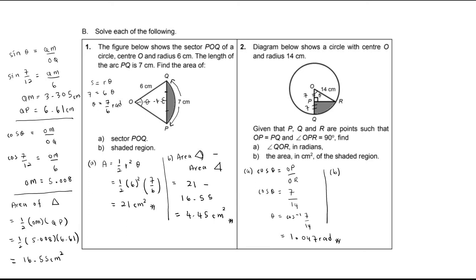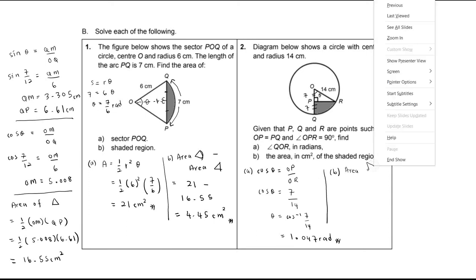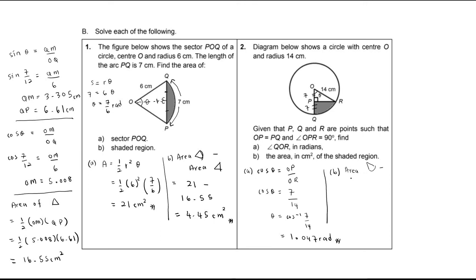Then for part B, we want to calculate the area in cm square of the shaded region. So, to get the area of the shaded region, first we must calculate the area of the sector and then minus the area of the triangle. Okay, sector minus triangle. For now, we do not know both areas. Okay, let's find that first, starting from the area of the sector. The area of the sector is 1 over 2 r square theta.